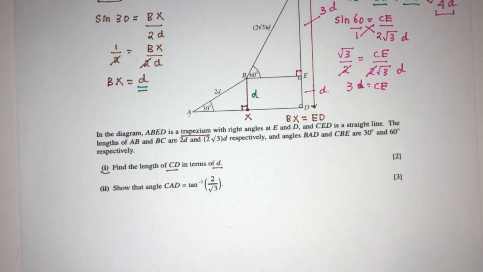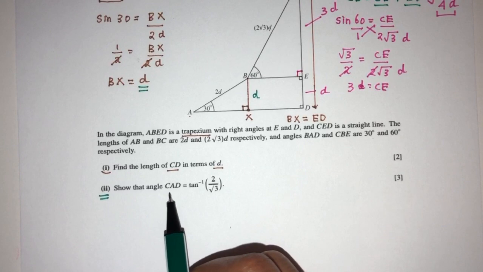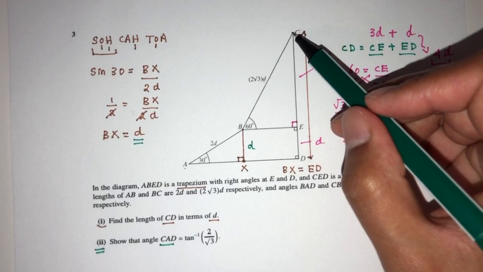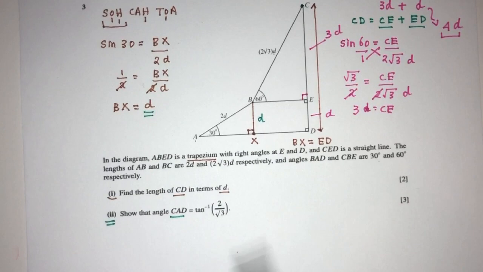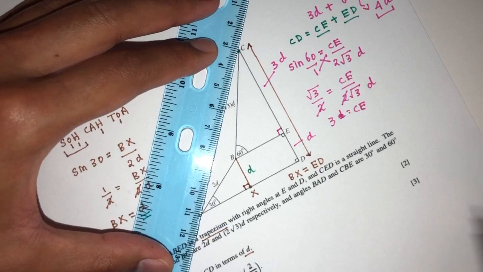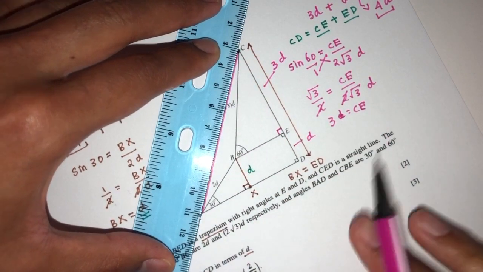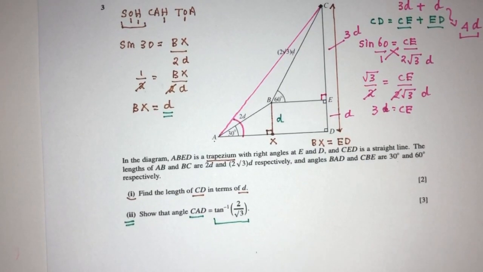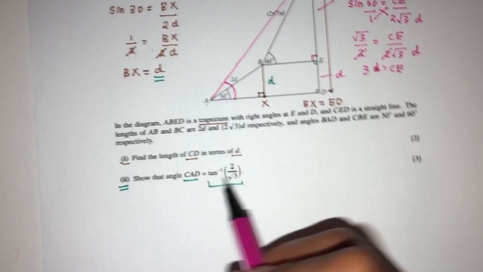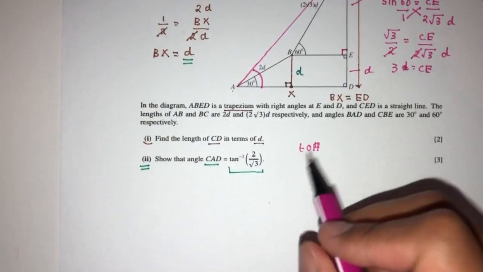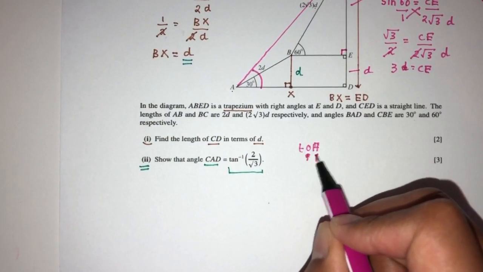Now let's move on to part 2. So we have to show the angle CAD, where's C? C is here. CAD is equal to this. So let's see how we can find this. Let's join first C to A. Here we have this angle that we don't know, right? Let's call this the angle CAD. Now tan, obviously we know that tan is what? Is TOA, right? Sorry, TOA is A here.